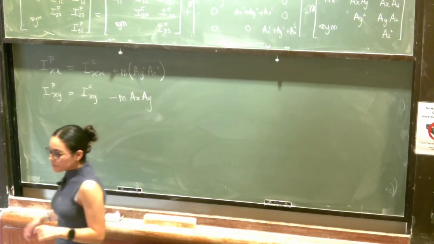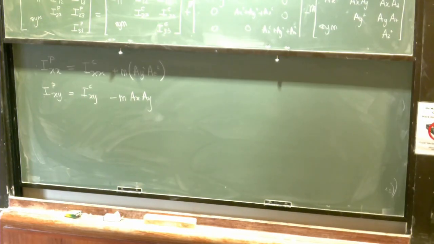Okay. And this set of 6 equations that we can read off from this matrix equation is called the parallel axis theorem. So it relates the moment of inertia of a rigid body about two points P and C, with the axes or basis at P being parallel to the basis at C.